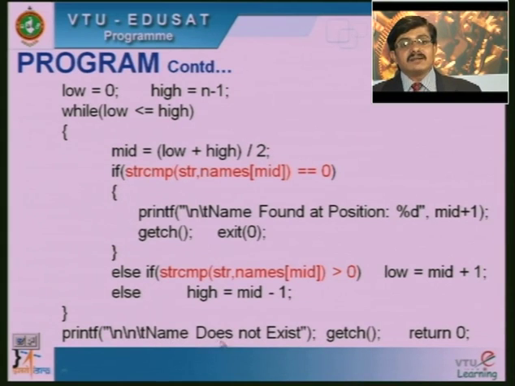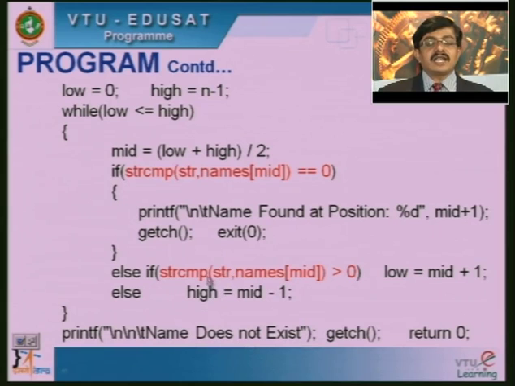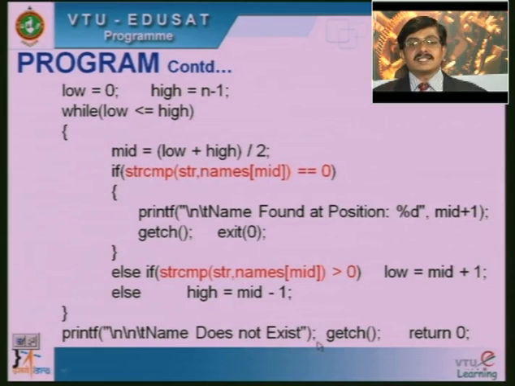In that context, the name does not exist. If the name which I am searching is found, then obviously we display a message, the name found at position so and so, and we exit. If the name is not found, we will be coming out of the loop, and here we display "name does not exist in the list", then getch, return. This is the way binary search can be used in searching the names.